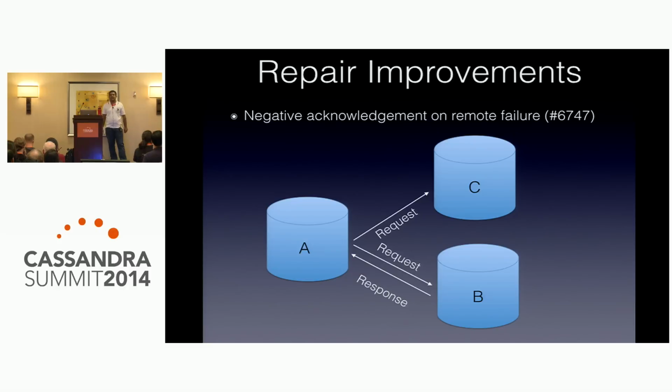We have seen that when you're generating a Merkle tree and you have a corrupt SS table, the Merkle tree doesn't get generated, and because there's a corrupt SS table and the exception goes to the uncaught exception handler, you will see it in the logs, and A will keep waiting for the Merkle tree, and you will have a hung repair, and you have no idea what has happened. So what this does is it sends back a negative acknowledgement.